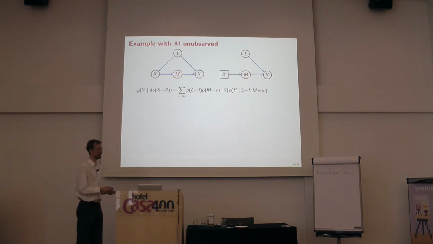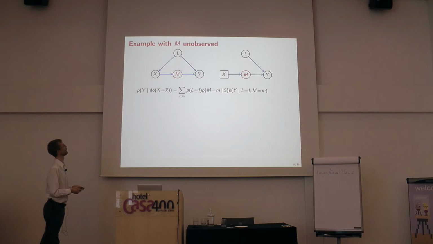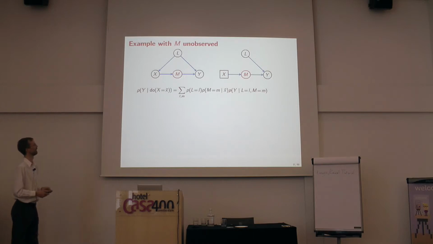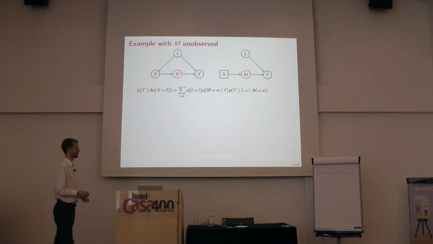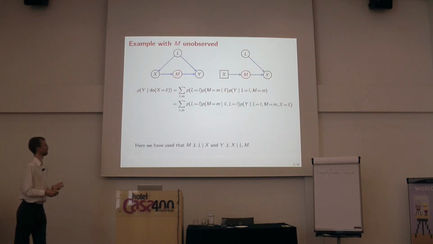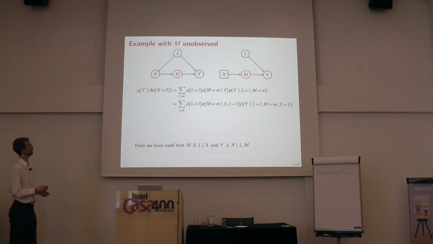Okay, so now let's consider the case where M is unobserved. If we didn't observe M here, then we could still take the expression that we could derive from this DAG. But if we hadn't observed M, then obviously we wouldn't have these conditional densities to hand. But we can use the independence that's present in the original graph. So we can see, for example, that M and L are independent conditional on X. So we can add in L here.